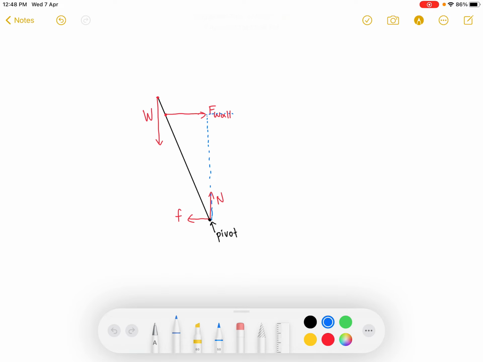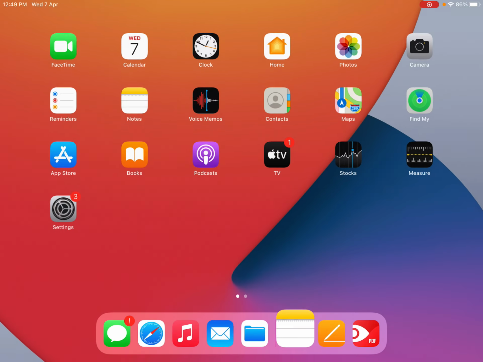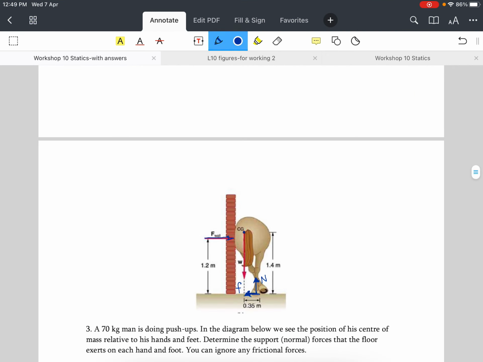Okay. So this will be the lever arm between the wall and the pivot point that you've chosen. The problem says that the force on the wall to the ground is 1.2 meters. So that's actually given in the problem. See how this support force provided by the wall is 1.2 meters above the ground.